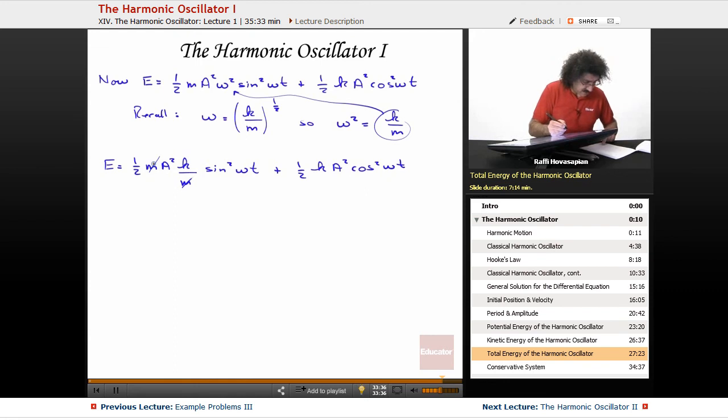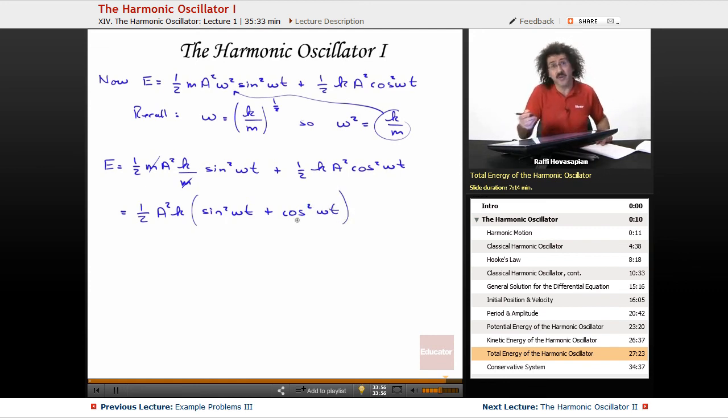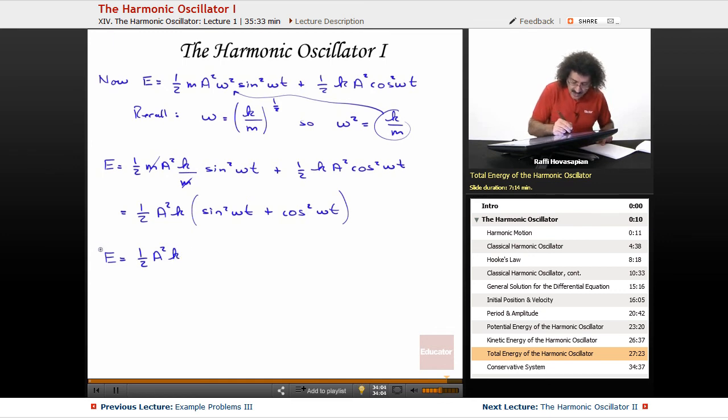The m cancels the m. I go ahead and I combine terms and factor out. I have 1/2 A squared K, 1/2 A squared K. So I have 1/2 A squared times K times sine squared omega t plus cosine squared omega t. And you remember from trigonometry that sine squared plus cosine squared is equal to 1. Therefore, my total energy is 1/2 A squared times K. Total energy of the harmonic oscillator. This is a constant. A is the amplitude. It's a constant. K is a constant.